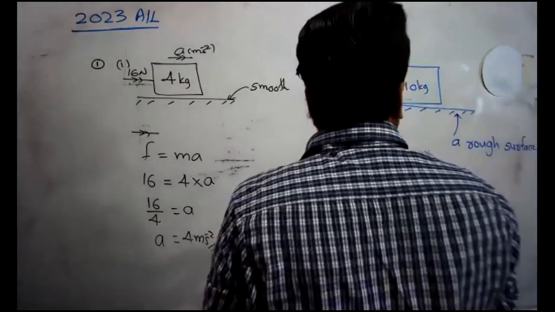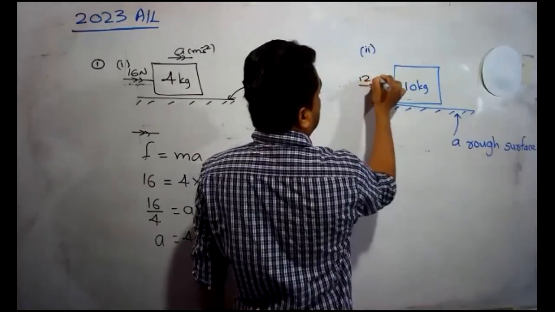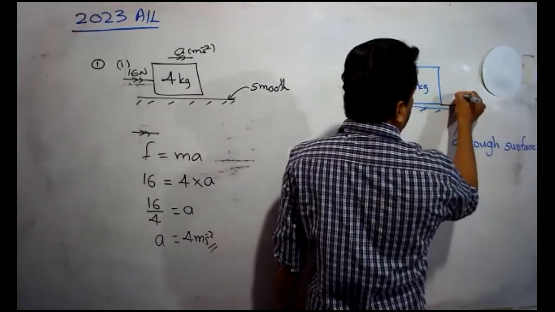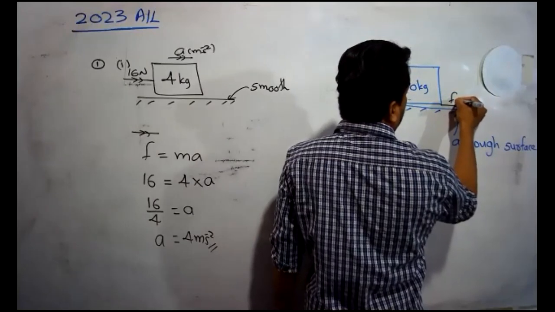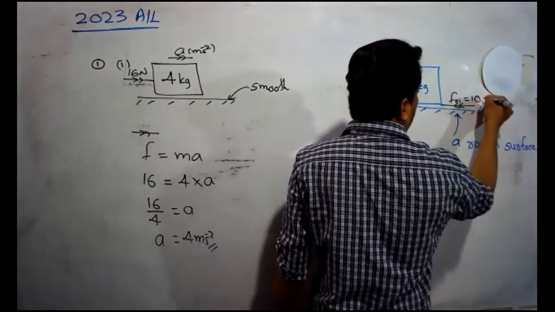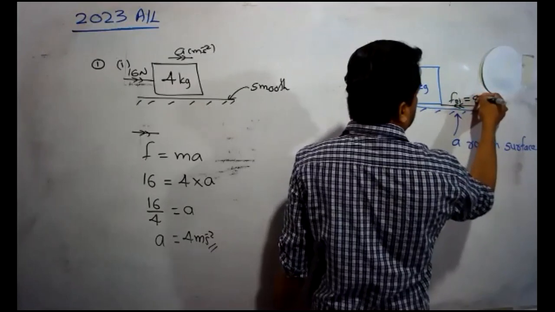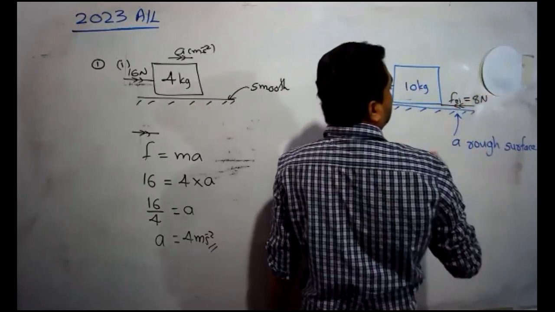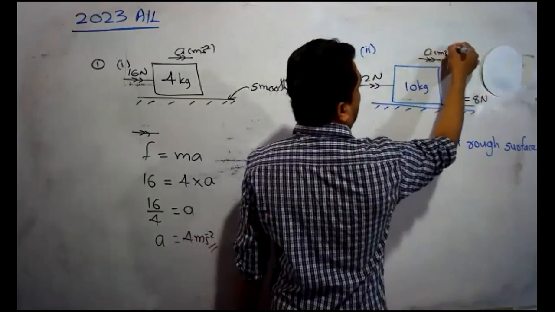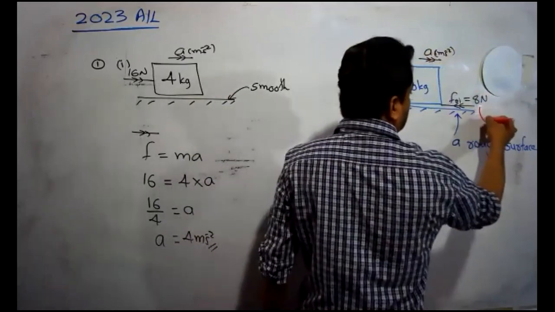Right. So let's apply. Let me mark the force applied on the object as 12 Newton. So there is a friction force. Let me mark the friction force as 8 Newton. So draw this figure and find the acceleration. So this 8 Newton is the friction force.